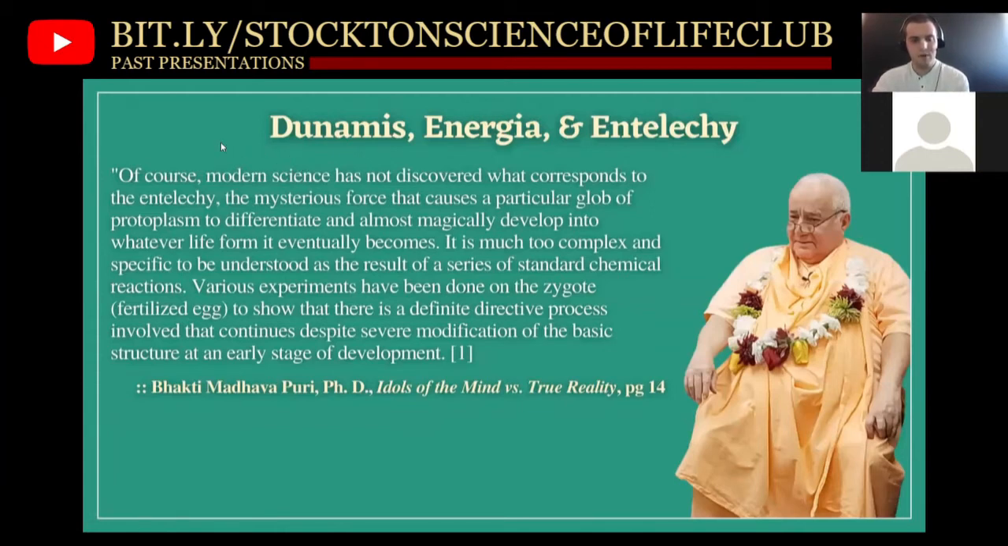Now, Bhakti Madhava Puri Maharaj, the author of this book, elaborates: of course, modern science has not discovered what corresponds to entelechy, the mysterious force that causes a particular glob of protoplasm to differentiate and almost magically develop into whatever life form it eventually becomes. It is too complex and specific to be understood as the result of a series of standard chemical reactions. Various experiments have been done on the zygote, a fertilized egg, to show that there is a definite directive process involved that continues despite severe modification of the basic structure at an early stage of development.